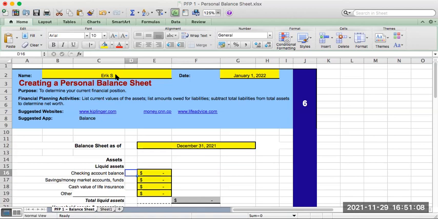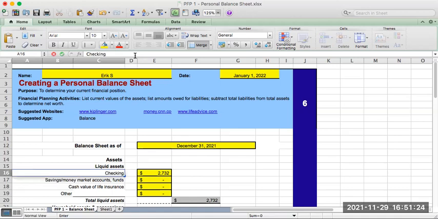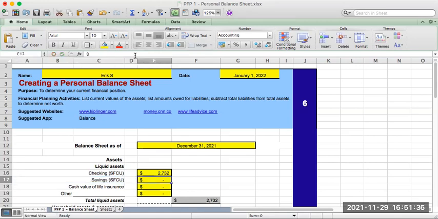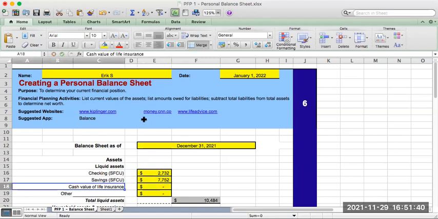So here we go. Let's say you have a normal bank account with a checking account and a savings account. So let's say, okay, there's $2,372 in my checking account. What I like to do is label these and say checking at Schools First Credit Union. And then let's say I have a savings account at the same place. And let's say that has $77.52 in it. I'm just making these numbers up.